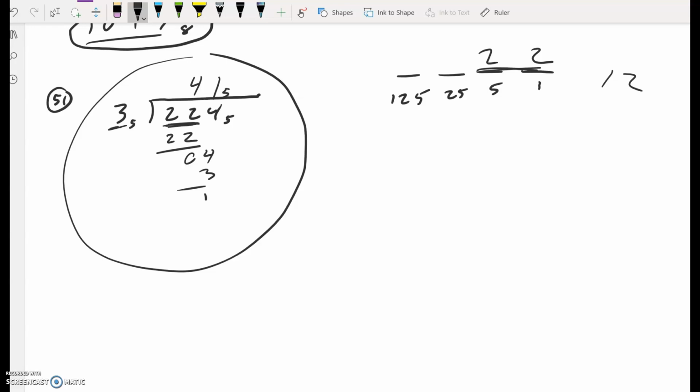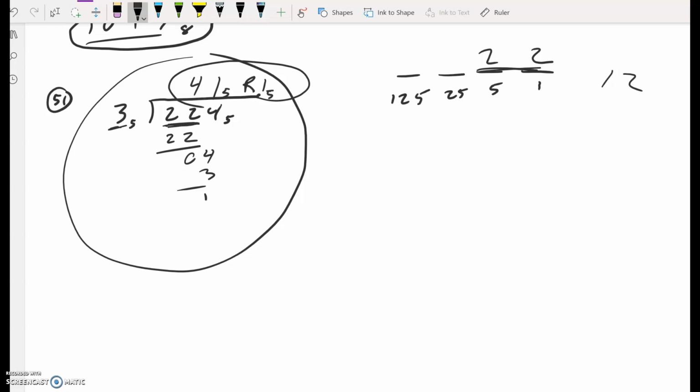So in base 5, the answer to 3 into 224 is 4 1 base 5, remainder 1 base 5. Now the remainder 1 is a remainder 1 no matter what base you're in, so that last 5 isn't strictly speaking necessary, but it's still a good idea to get used to.